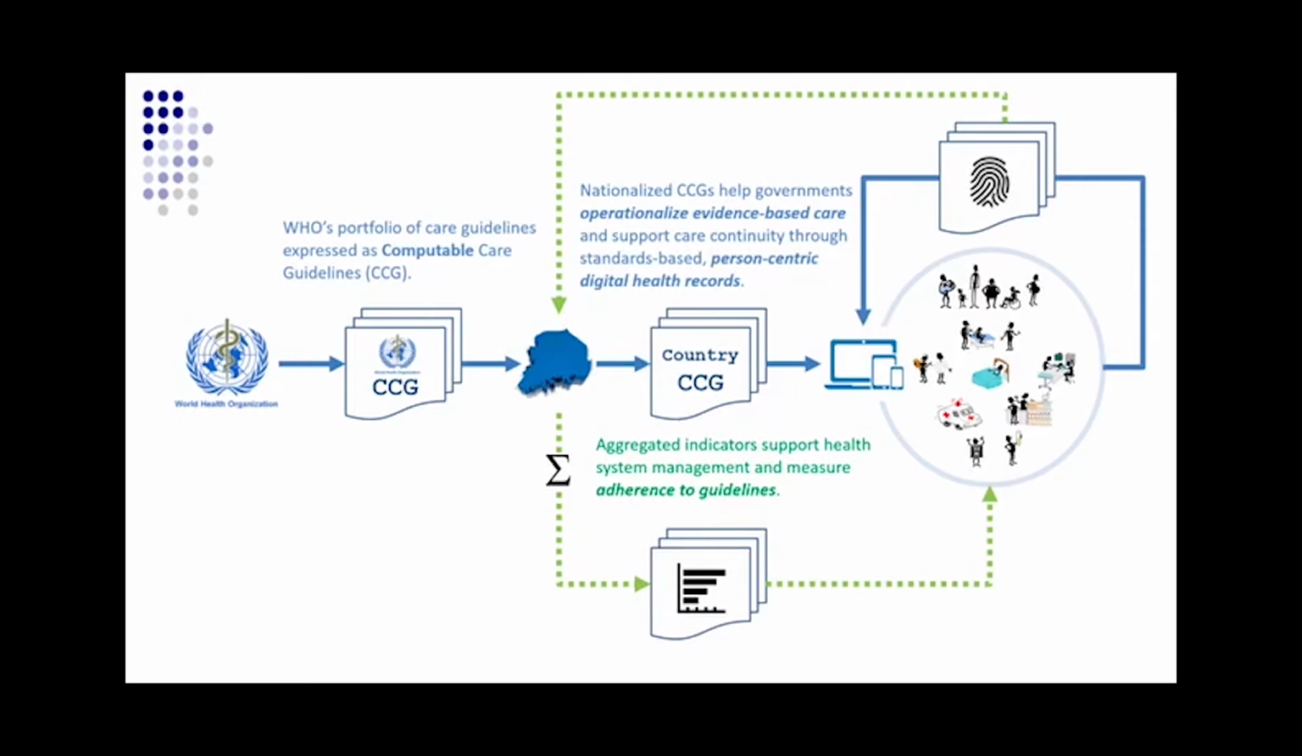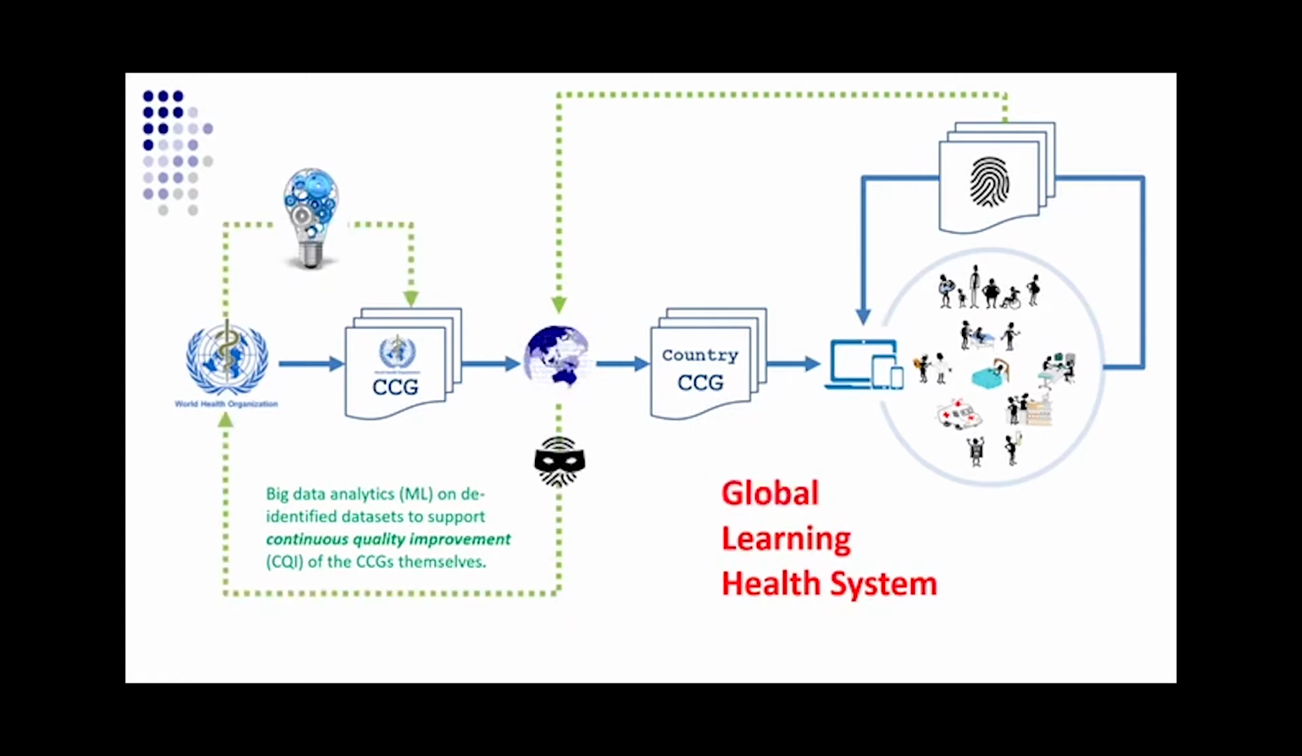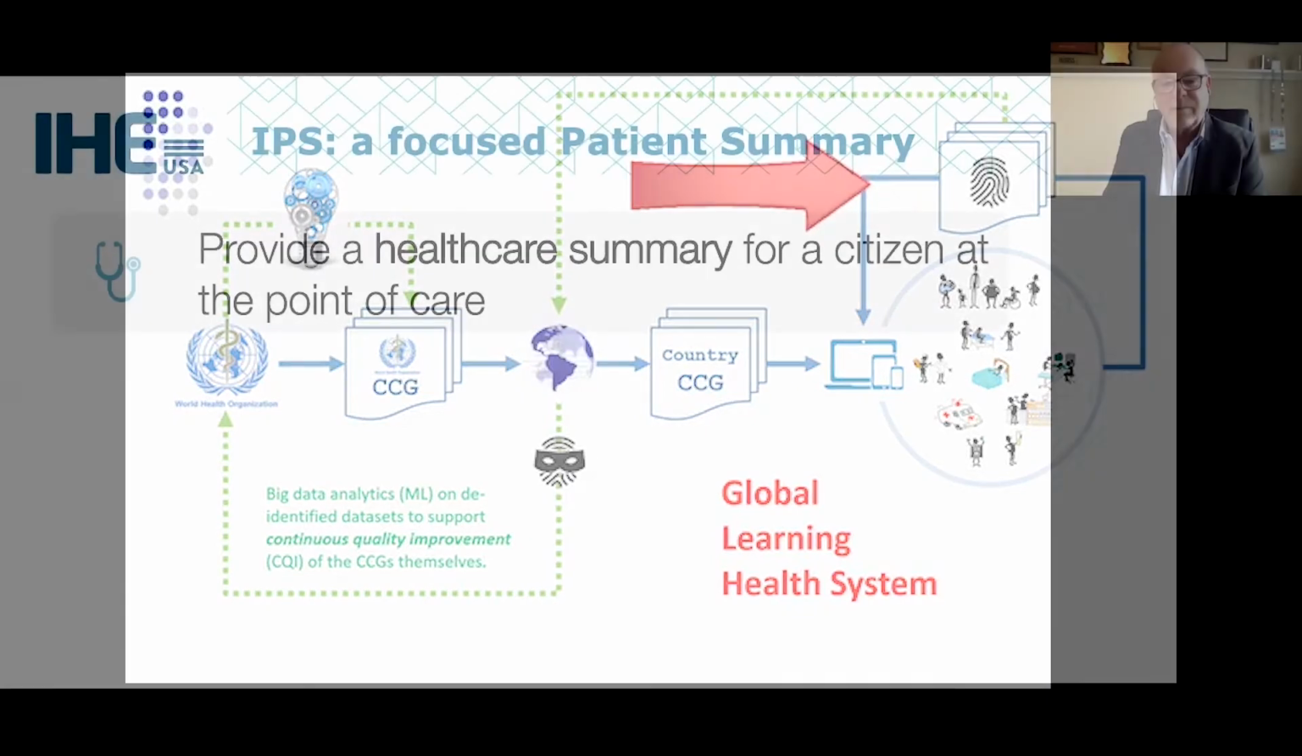But that's not all. These data can also be de-identified and employed to support machine learning analyses that reveal new care innovations. As these innovations are incorporated into the guidelines, we start to see the benefits of a learning health system. If these de-identified data are shared with WHO, we can operationalize continuous improvement on a global scale. So there it is. Coded person-centric data, such as we have in the IPS, is essential to improving care quality and to building a global learning health system.